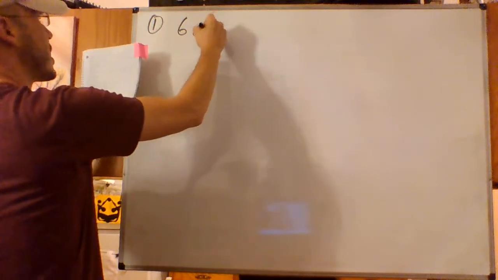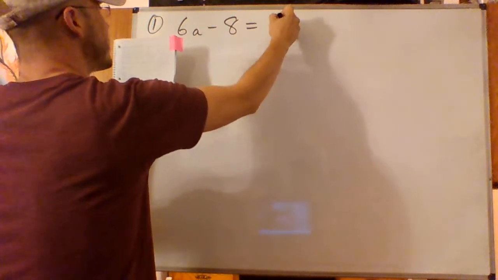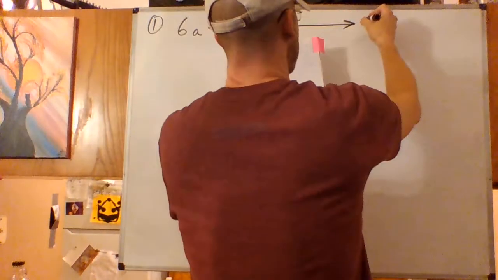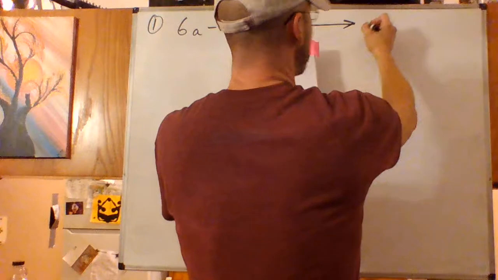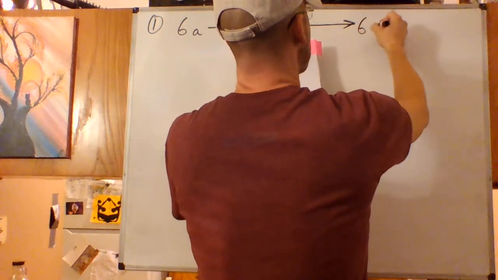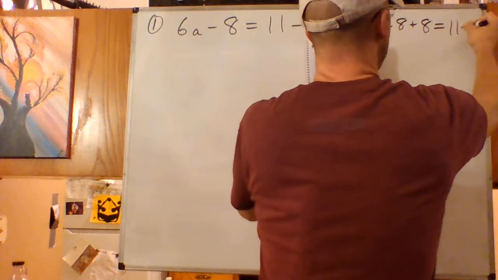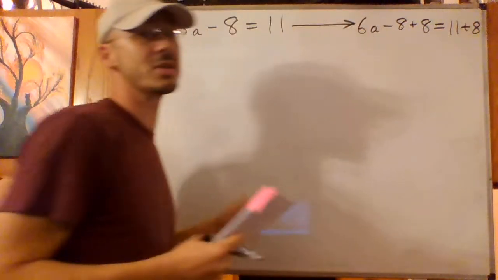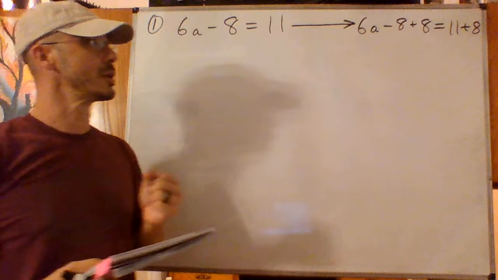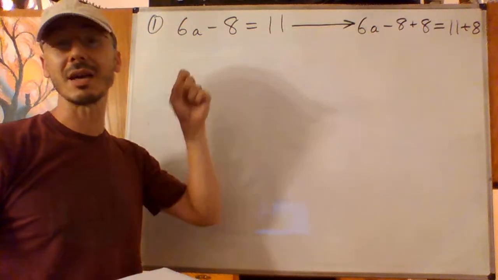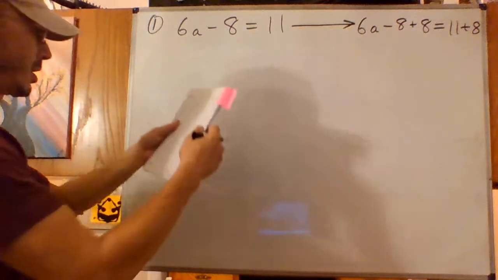So for the first example, I have 6a minus 8 equals 11. And then an arrow. This is what Hawks gave me. With 6a minus 8 plus 8 equals 11 plus 8. That's why I mentioned the addition property of equality. This isn't asking us to solve it, it's asking us what property.